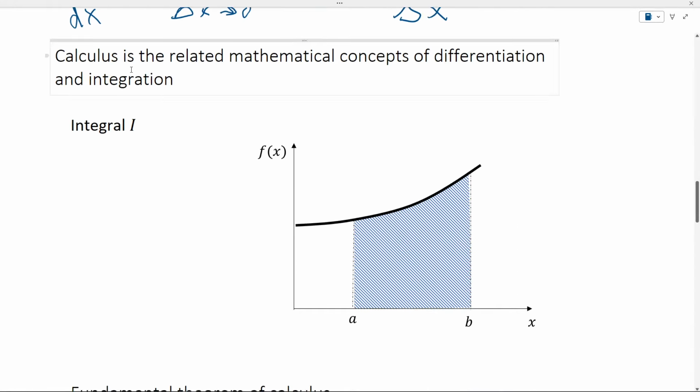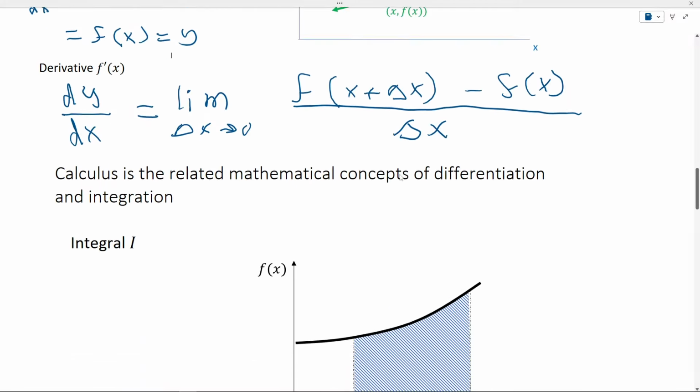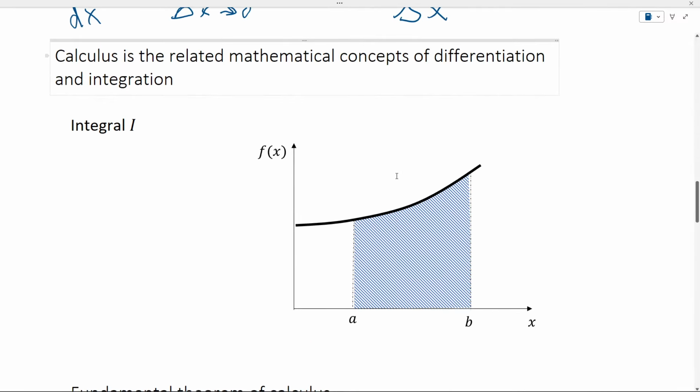In calculus, a related mathematical concept of differentiation is called integration. With differentiation, I'm finding the rate of change, or the slope of the tangent at a point. Integration you can think of as the opposite of differentiation, and I will show you this in a moment. You can think of it as finding the area under the curve.